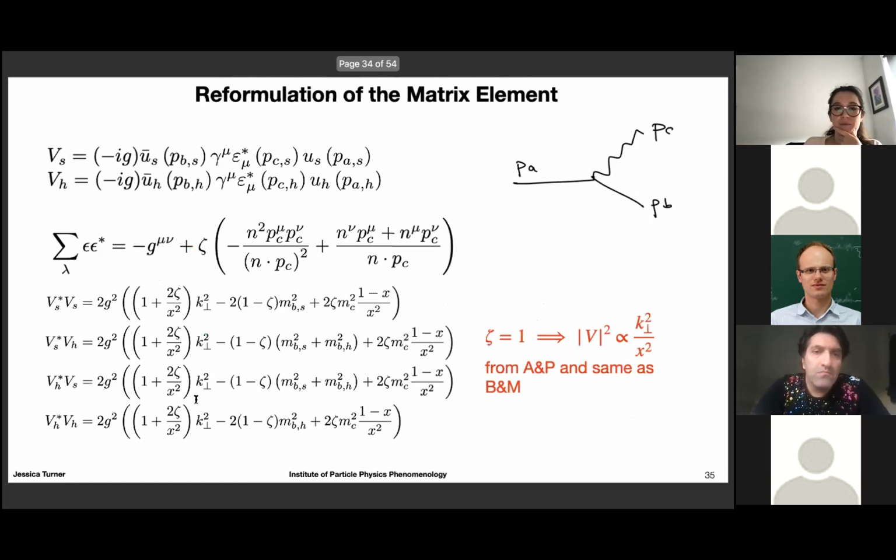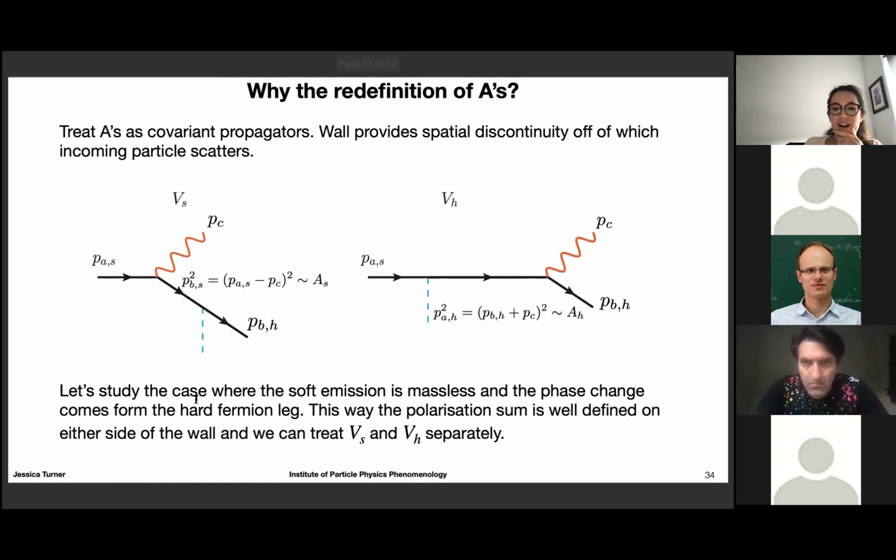Okay, so given the time, I'm going to briefly explain what happens if I have a massless soft emission, which was not the case with Bodecker and Moore, because they had to have a massive emission in order to have a non-zero matrix element. I do have a phase change. So I'm saying that this hard particle, which has some thermal mass, can gain a mass as it goes into the bubble. So this could be some hard fermion emitting, let's say, a photon or a gluon.